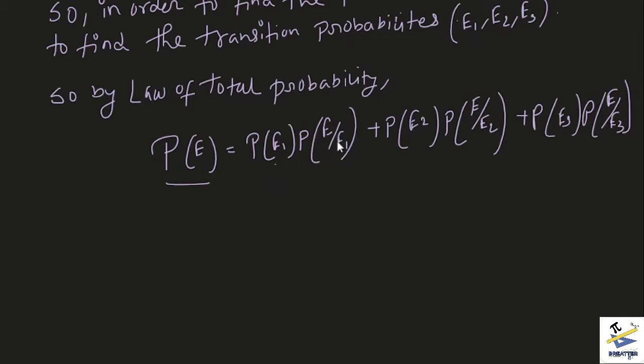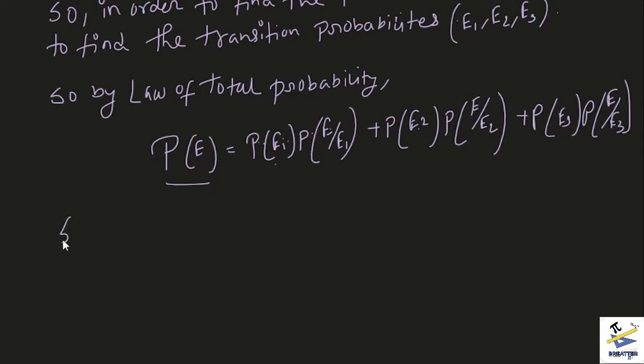As you can see, a good way to remember this is to write out every sub event and write the probability of the sub event and then condition it on the main event, such that if you just remove the probability signs, these fractions always should multiply to E. So E1 into E by E1, E2 into E by E2, E3 into E by E3, right? So that's how the law of total probability works.